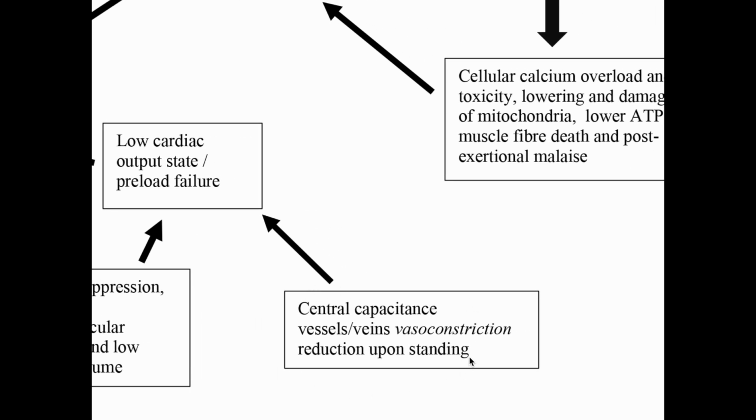So in the more central capacitance veins and vessels, these are sort of larger blood vessels concerned with return of blood flow to the heart, there's actually the opposite problem happening, which is that there is a reduction in vasoconstriction. So these blood vessels remain too open, too loose, and this means that there is an ineffective return of blood flow upwards. And so we get this blood pooling, and this is why some people do well with midodrine, which constricts blood vessels.